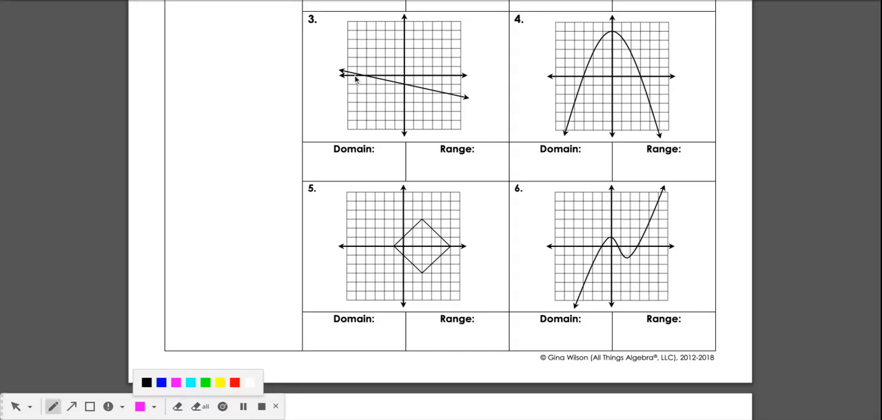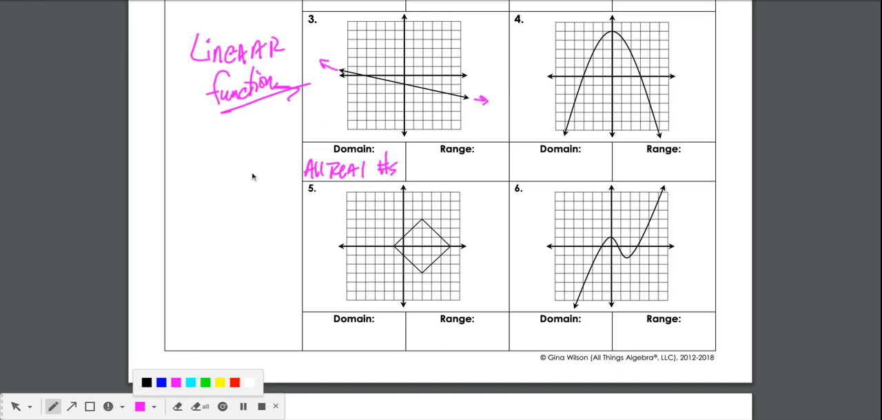Okay, so on number 3, you notice that it's a linear function. This one right here has a fancy name. It's a straight line, so we call this a linear function, just because it's a straight line. It goes off into infinity in this direction, forever and ever, and in this direction. So all x values are represented. So we say all real numbers.